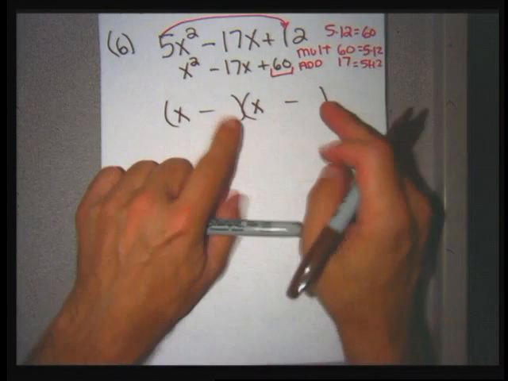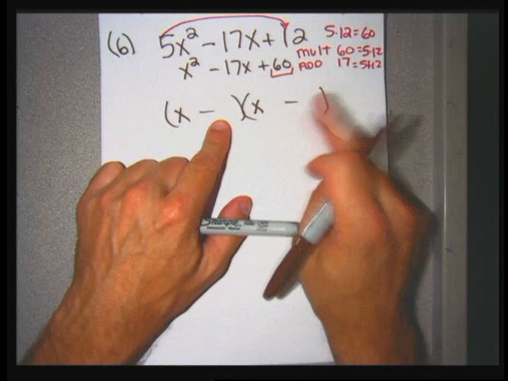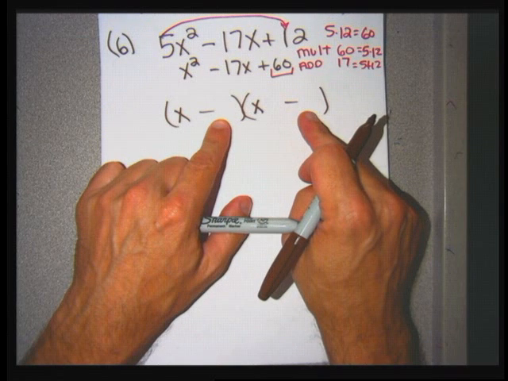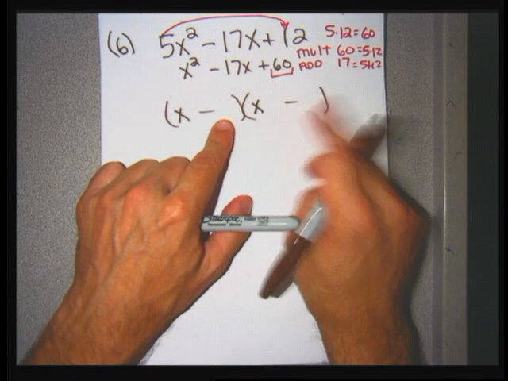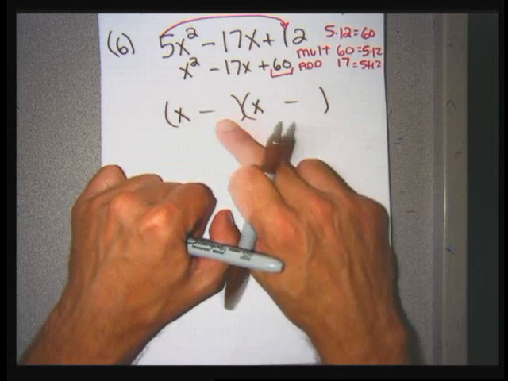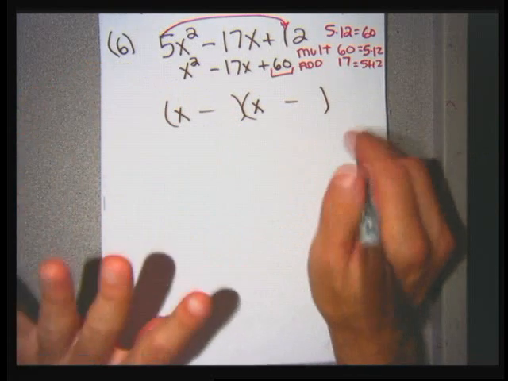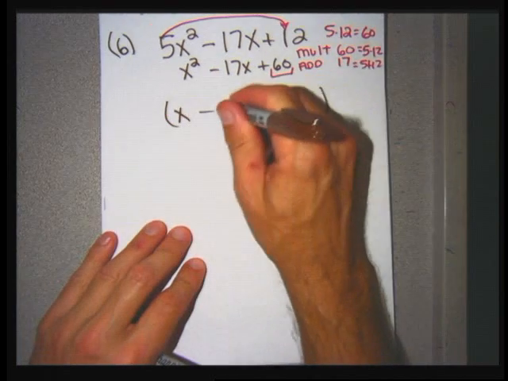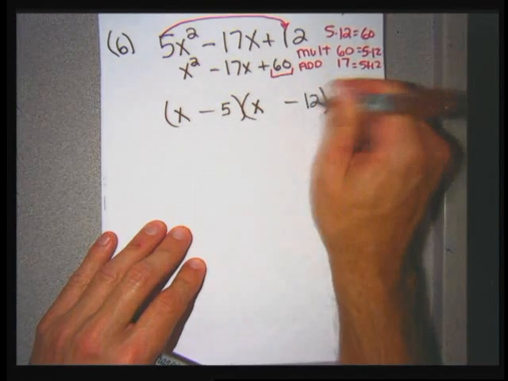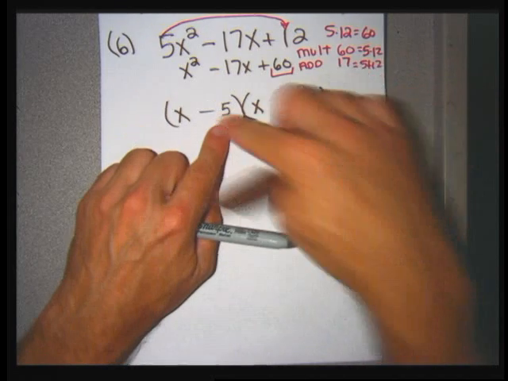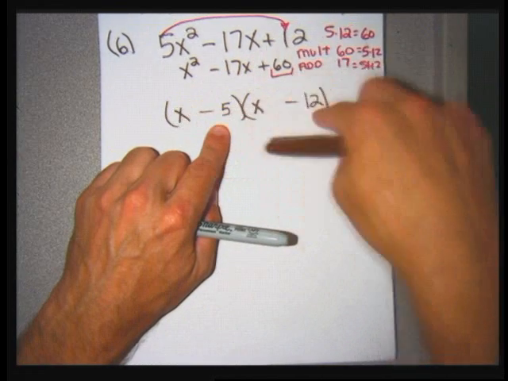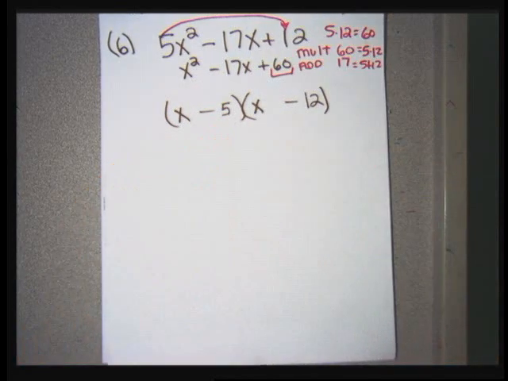I need to put a 5 in one parentheses for the last and a 12 in another parentheses for the last. It wouldn't matter if I put a 5 here and a 12 there, or if I put a 12 there and a 5 there. They're both equivalently correct. Neither one's better than another. I'm just going to put the 5 first and the 12 second. And the reason 5 and 12 is because 5 plus 12 is 17 and 5 times 12 is 60.